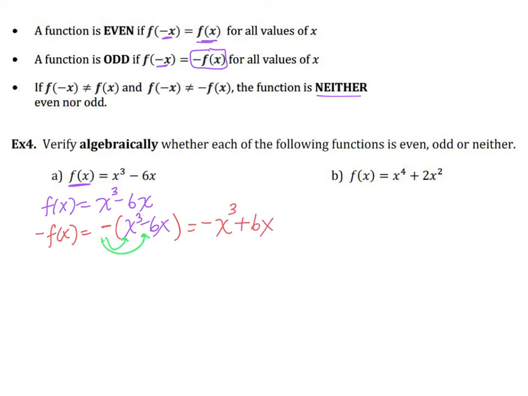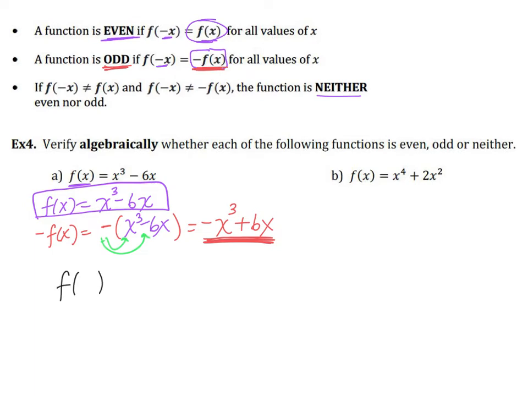So here, if I get f of x equals x cubed minus 6x, then I know I have an even function because I got the original function. If when I put in the opposite of x, I get negative x cubed plus 6x, then that would be negative f of x, which means the function would be odd. And if I don't get either one of those, then it's going to be neither. All right, so let's do it.